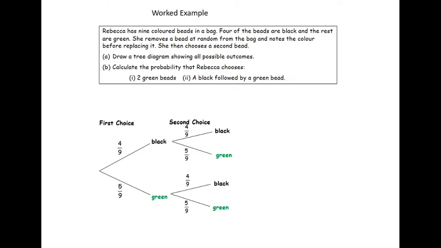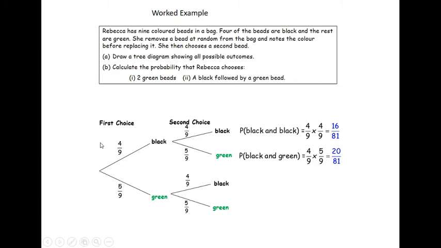Right, then now to work out the probabilities, you multiply along the branches. So the first one is going to be 4 over 9 times 4 over 9, which is just times the top times the bottom. 16 over 81. Same again. Times the top times the bottom. It's 4 over 9 times 5 over 9. You can do all the other ones in the same way.